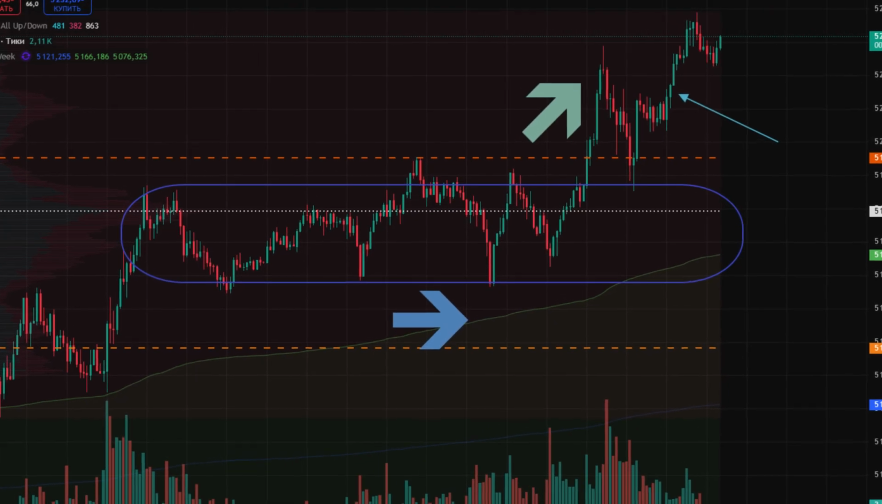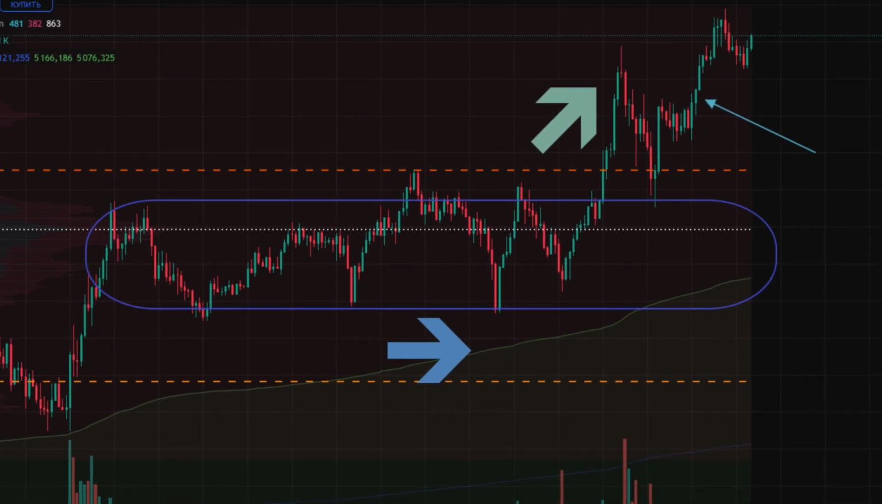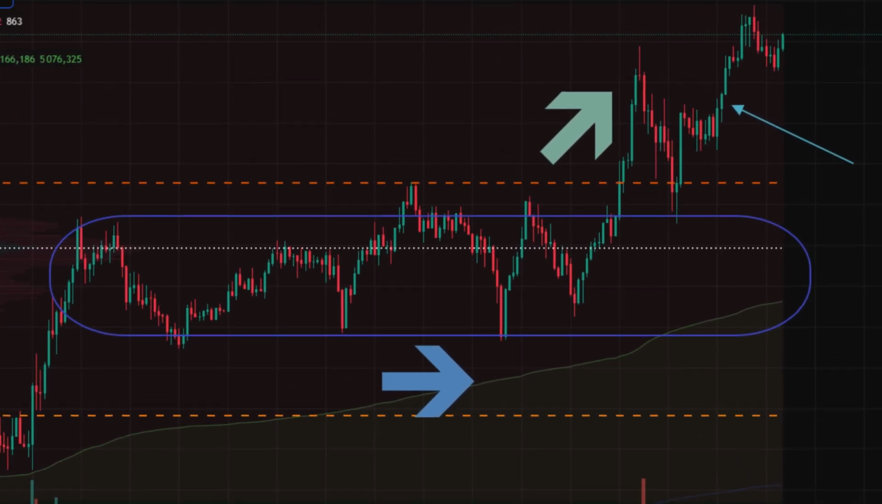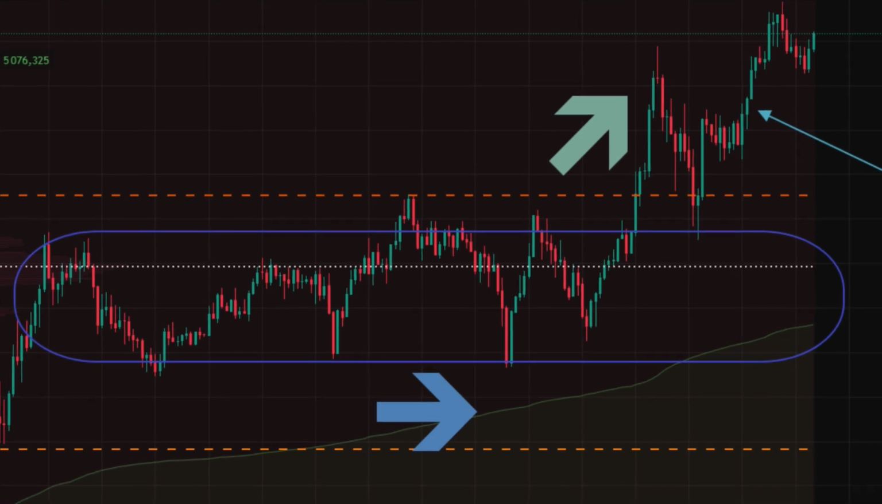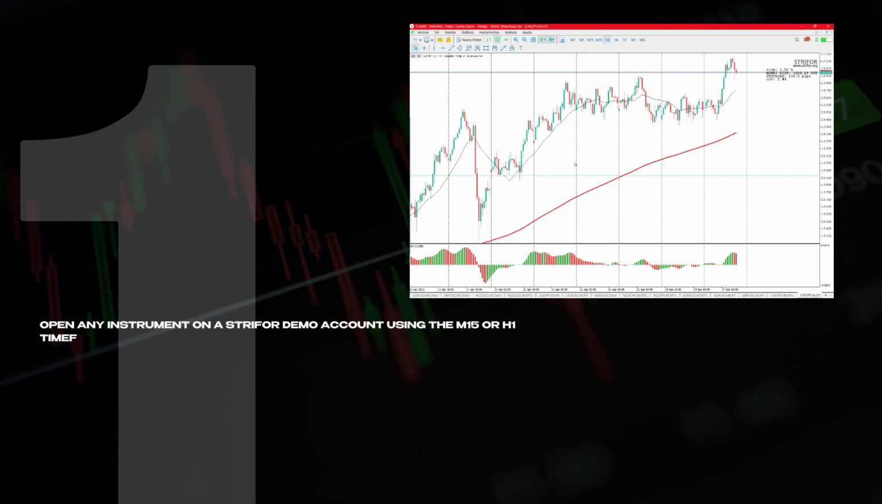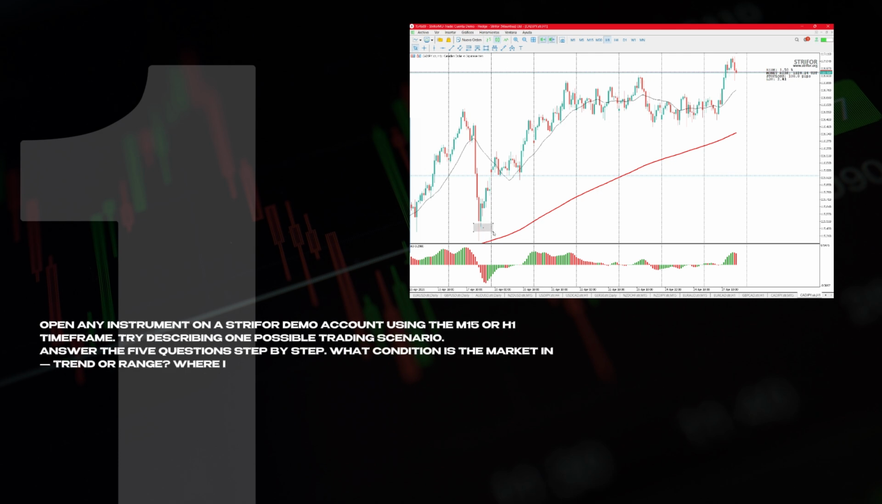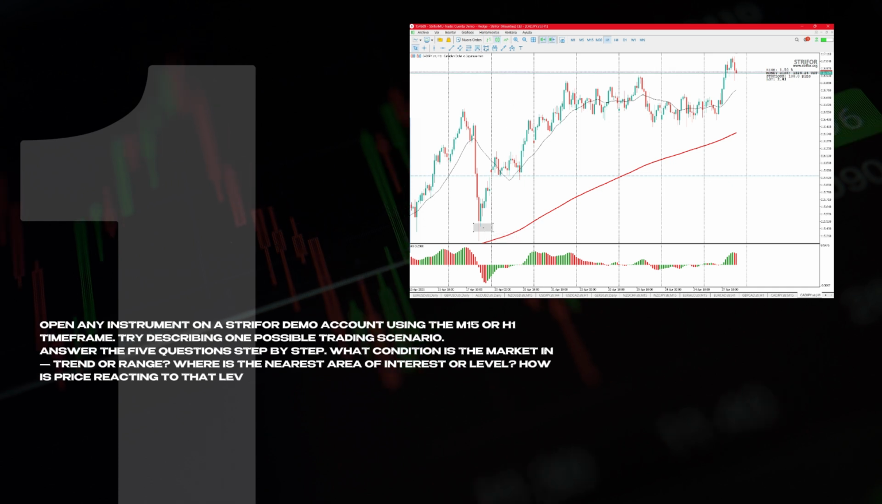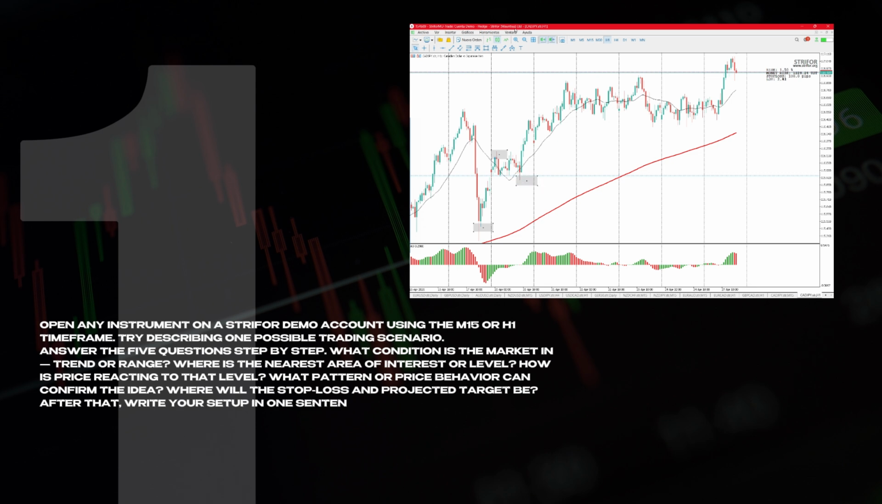That's a setup. Open the Strifor MT5 terminal right now. Choose an instrument and an M15 or H1 time frame. Answer the 5 questions and formulate your rule. Task 1. Create your first setup. Practice time. Your first task is to create your first trading setup. Open any instrument on a Strifor demo account using the M15 or H1 time frame. Try describing one possible trading scenario. Answer the 5 questions step by step.